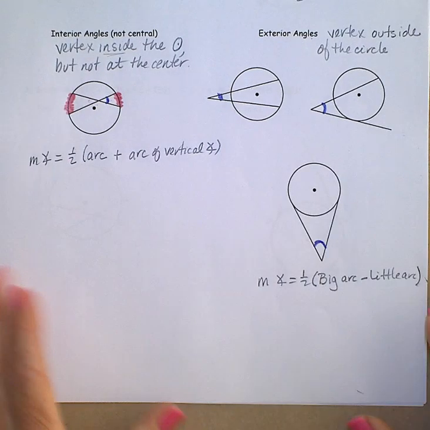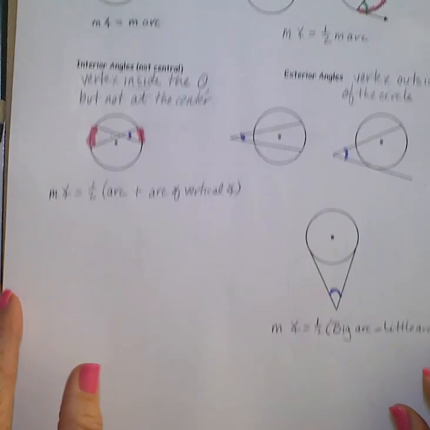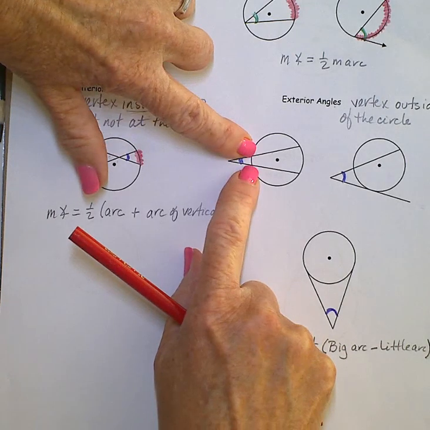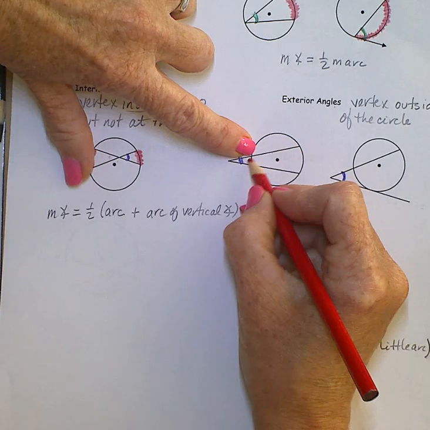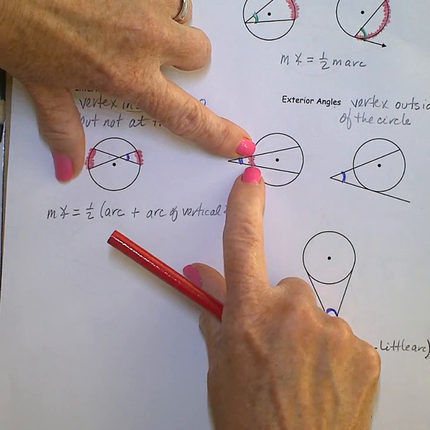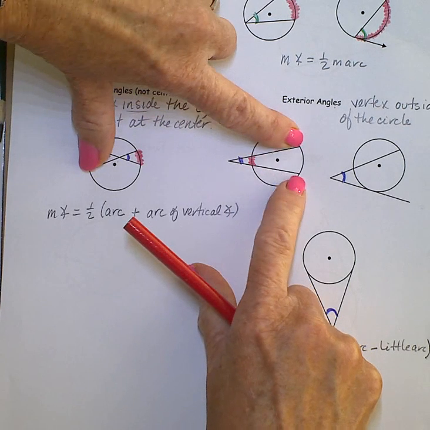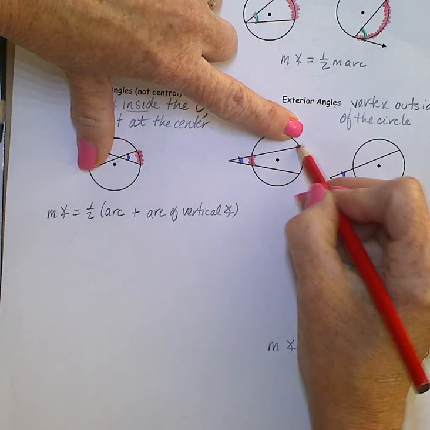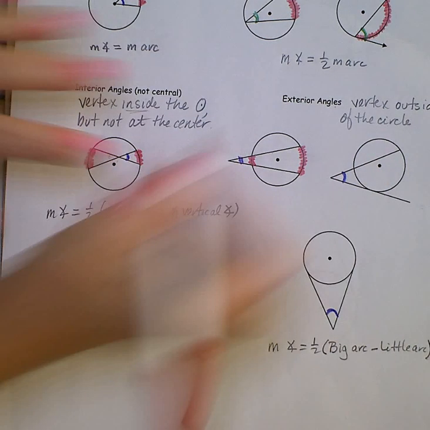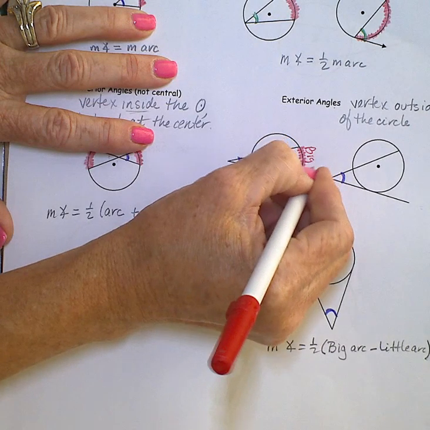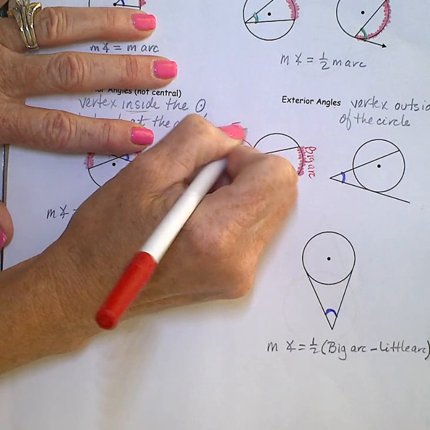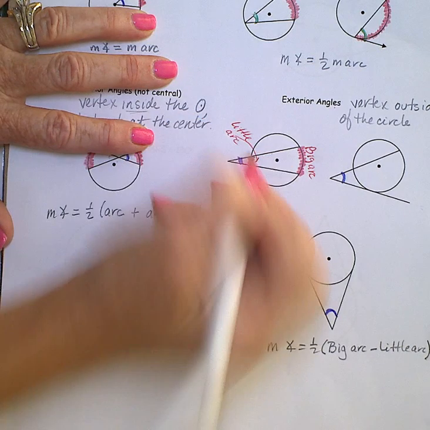Okay, let's go back and let's talk about what's the big arc and what's the little arc. Take the sides of your angle, and you're going to follow them out until they hit the circle. The first arc that's created, that's the little arc. Keep going on the sides of your angle until it hits the circle a second time. There's the big arc. There's your big arc and your little arc.